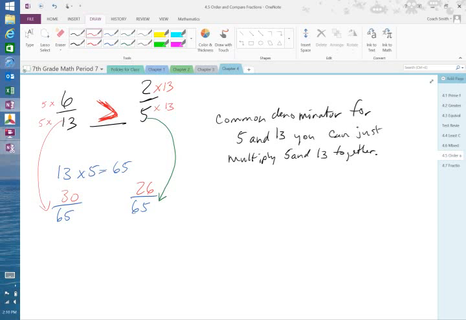To find the common denominator, anytime both numbers are prime, you just multiply them together. There's not an easier way to do it. Why do you multiply times 13 and times 5? Because whatever you did to the bottom of the fraction to get to the 65, you must do to the top of the fraction as well. If you don't, then you don't have equivalent fractions anymore.